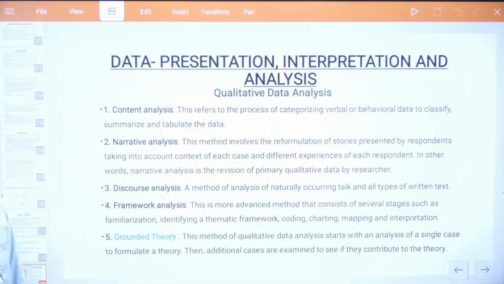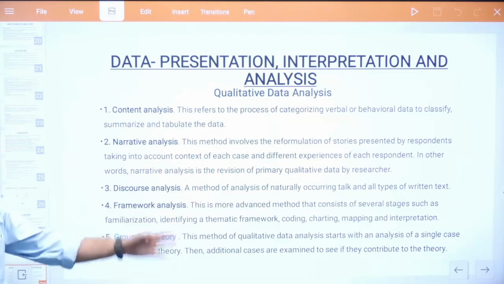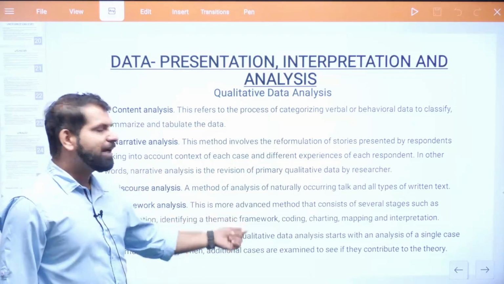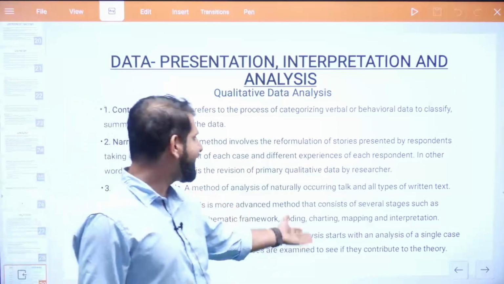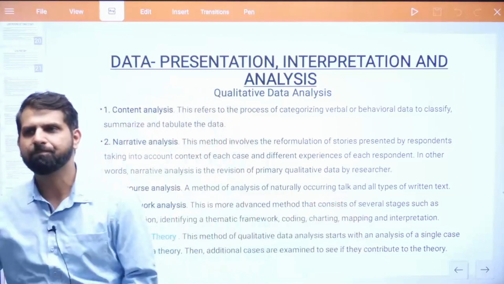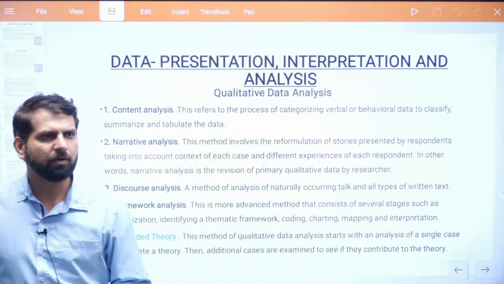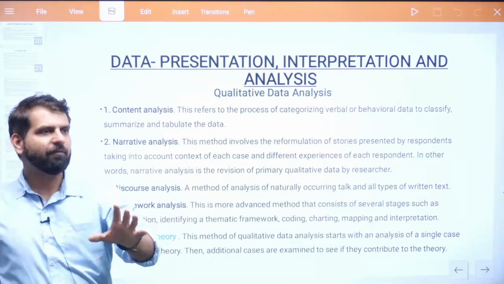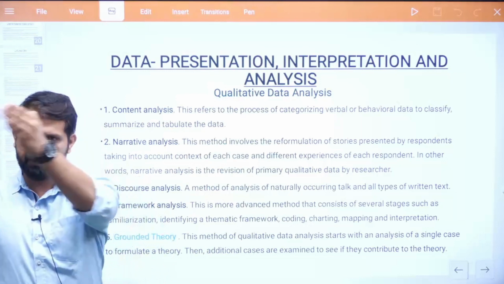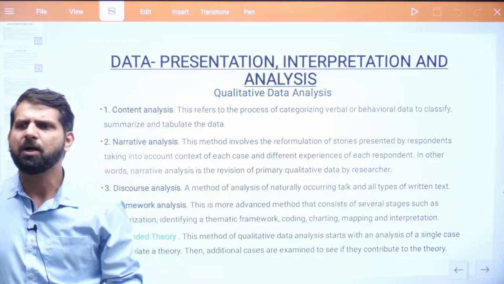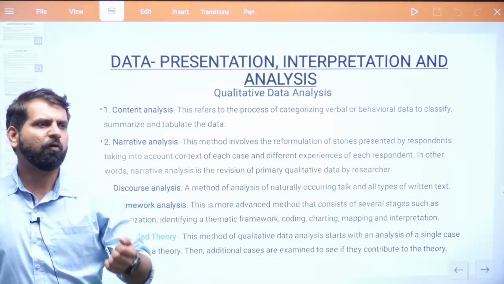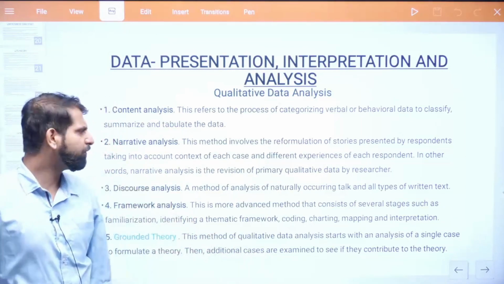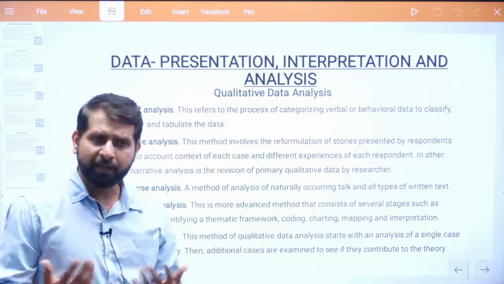Framework analysis, a more advanced method. It has several stages. So here we identify a thematic framework. We do coding, charting, mapping and interpretation. So coding, you all know, it's not that computer coding. We give codes to the data which we have, A, B, C, D, or we can give whatever we like. So say for example, for marriage we give code A, kinship B, C, D, okay, all of that. So we do coding.